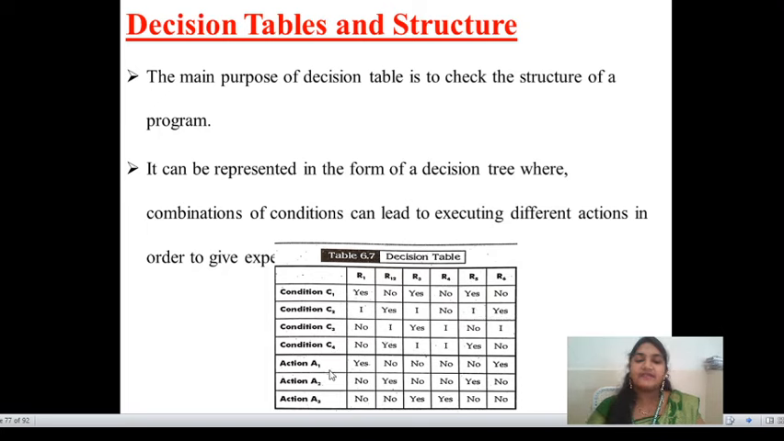It consists of conditions, actions and rules. Yes or no is marked for the action. If the rule is satisfied, then yes; if the rule is not satisfied, then no. If a condition doesn't play any role, it is an I, the immaterial case, which performs no operation. So this is about the decision table and structure.